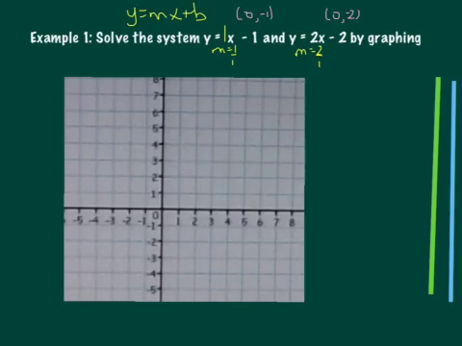So when we graph these 2 equations, the first one I'm going to graph in blue. And I'm going to start with that 0, negative 1. Okay, and then I'm going to do what the slope says. So the slope is your rise and run. So I'm going to rise 1, run 1. It's my next dot. Rise, run. Rise, run, and we keep going.